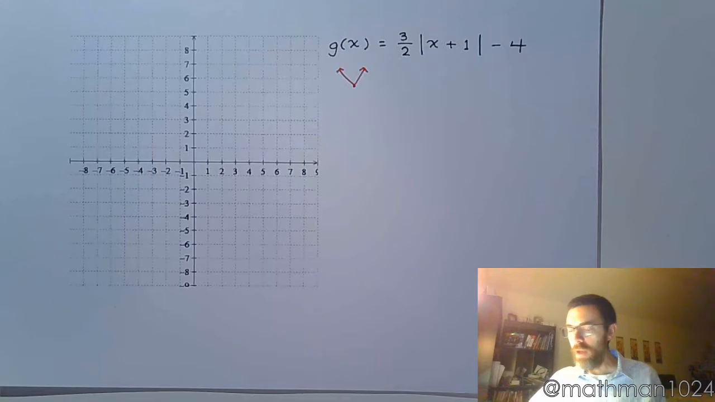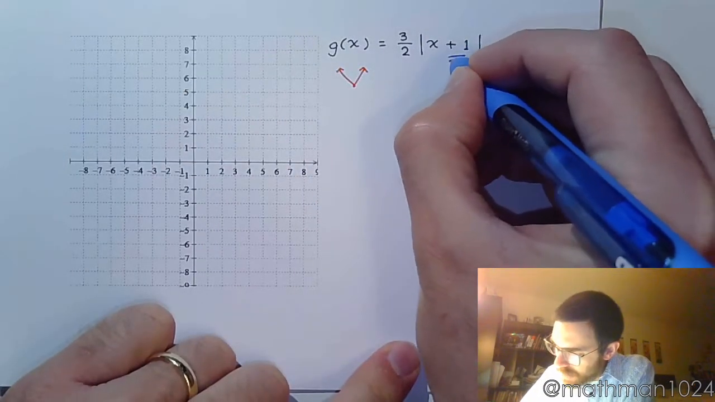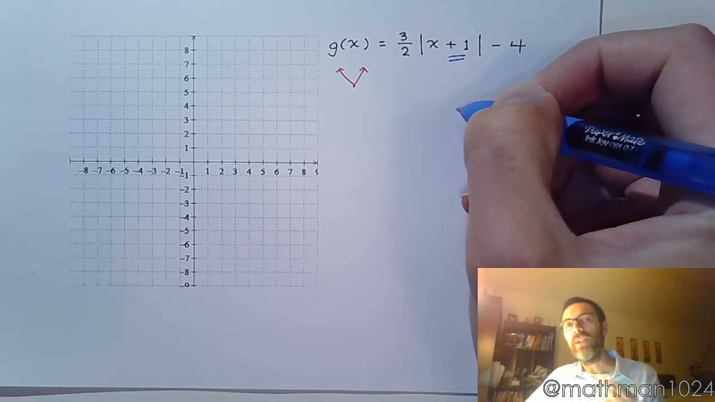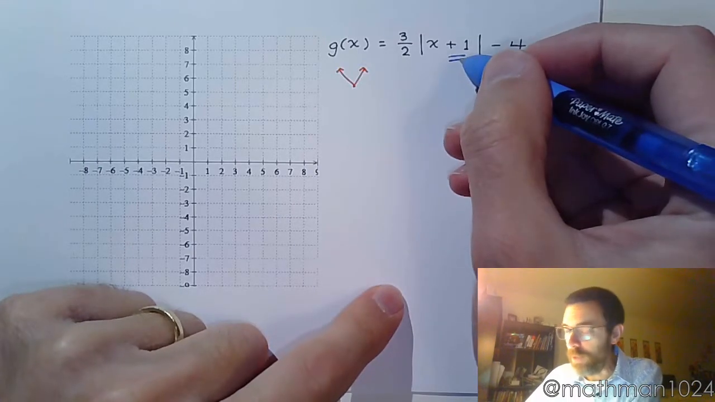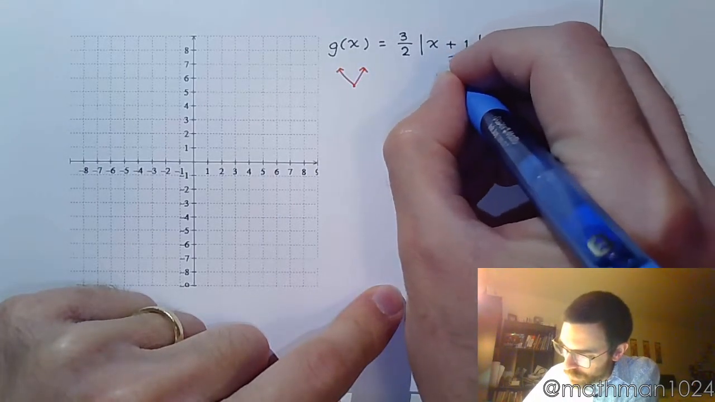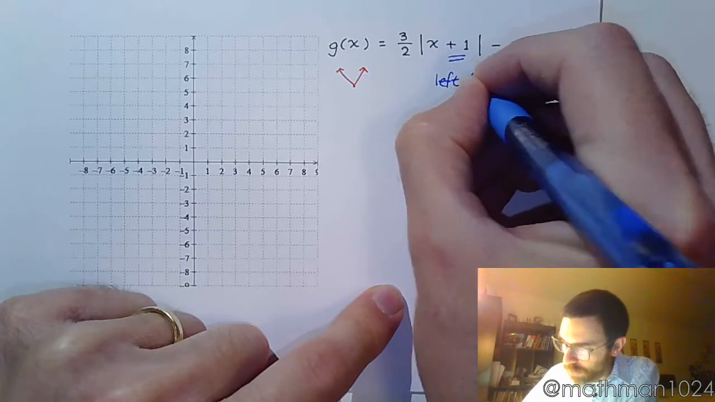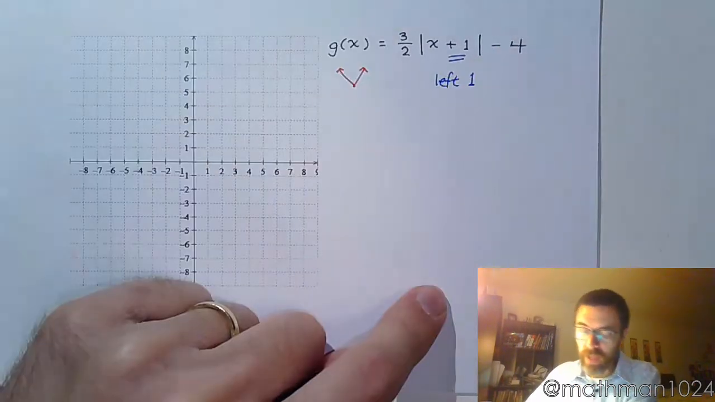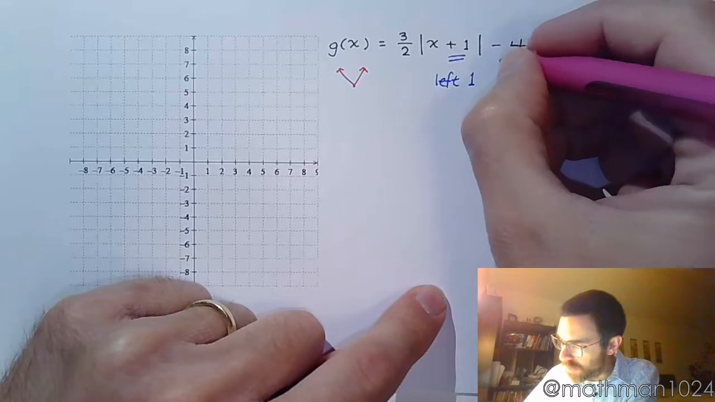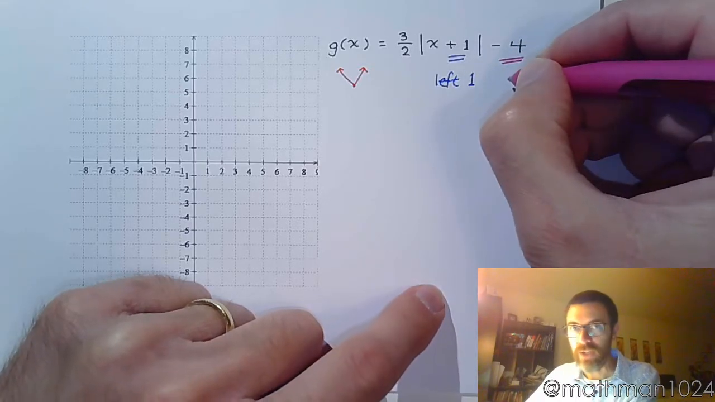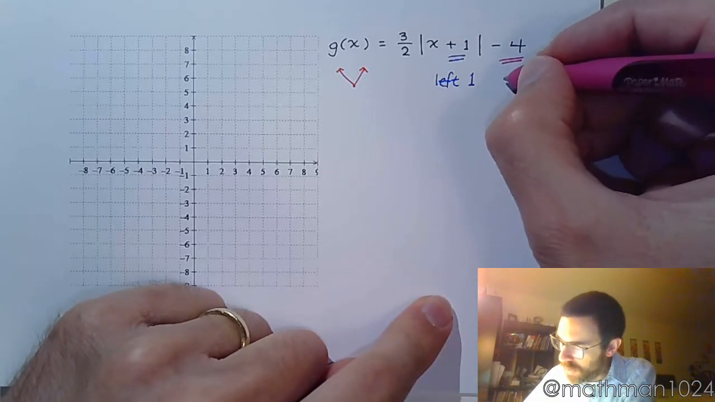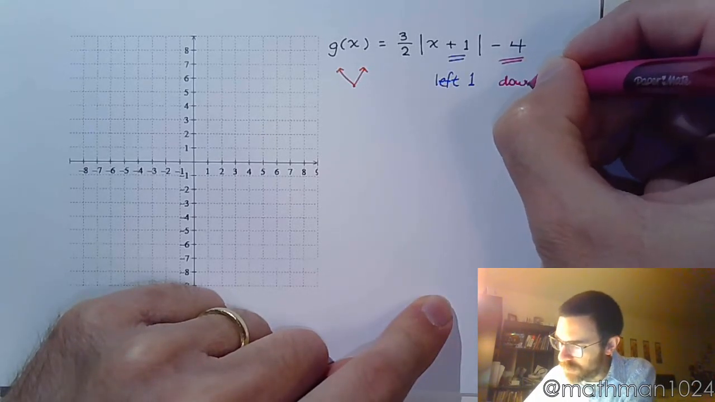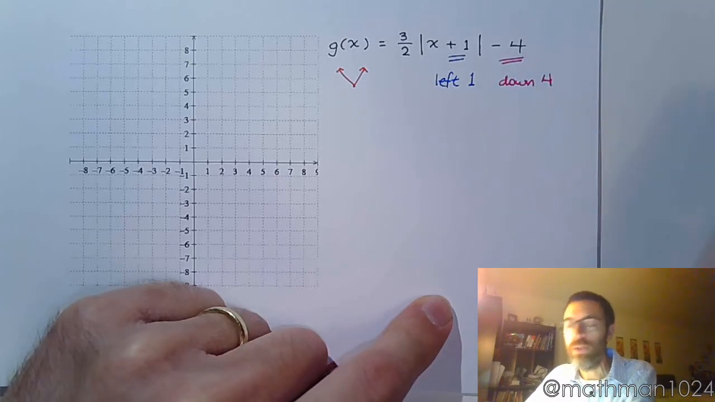Okay? So we look inside. Inside we see +1. And as we mentioned earlier in this video, if it's inside, it's a horizontal shift, but you're going to do the opposite of what you see. I see a +1, so that means I'm actually going to go to the left 1, so in the negative direction. And then I see a -4 on the outside. It's a vertical shift, and we do exactly what we see. So -4 means that we're going to go down 4 units.